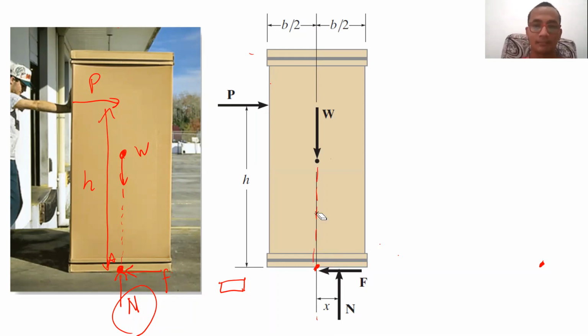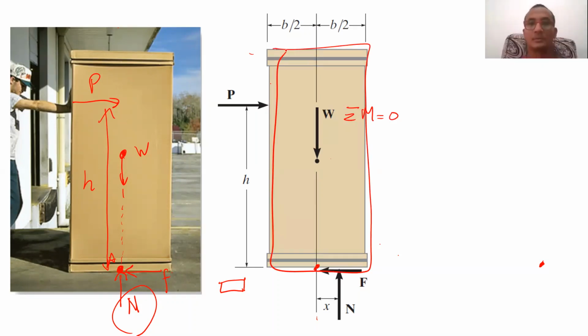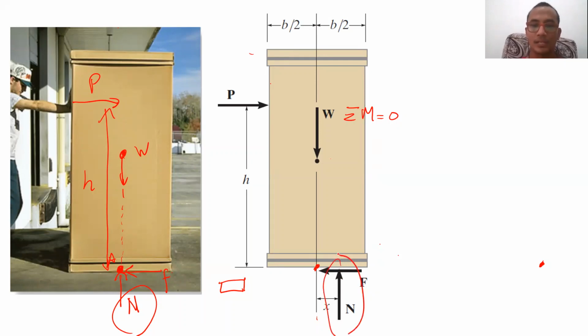Why is it like that? Because it is in order to maintain sigma moment equal to 0 at all the box's parts, okay? In order to do that, we have to shift the normal force slightly to the right with the x direction from the line of action of the W. Okay, that's the only difference actually.